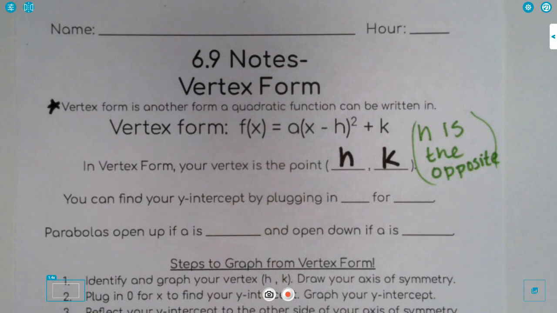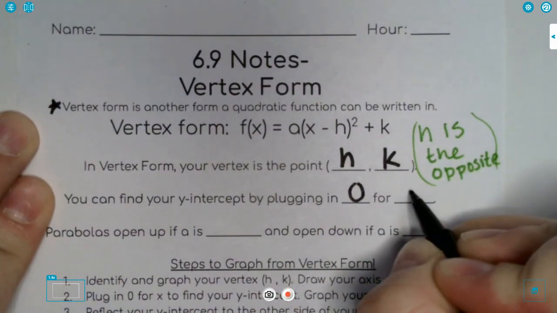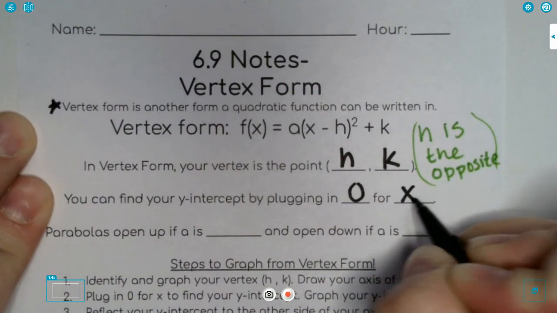Then to find your y-intercept, we are going to have to plug in 0 for x.